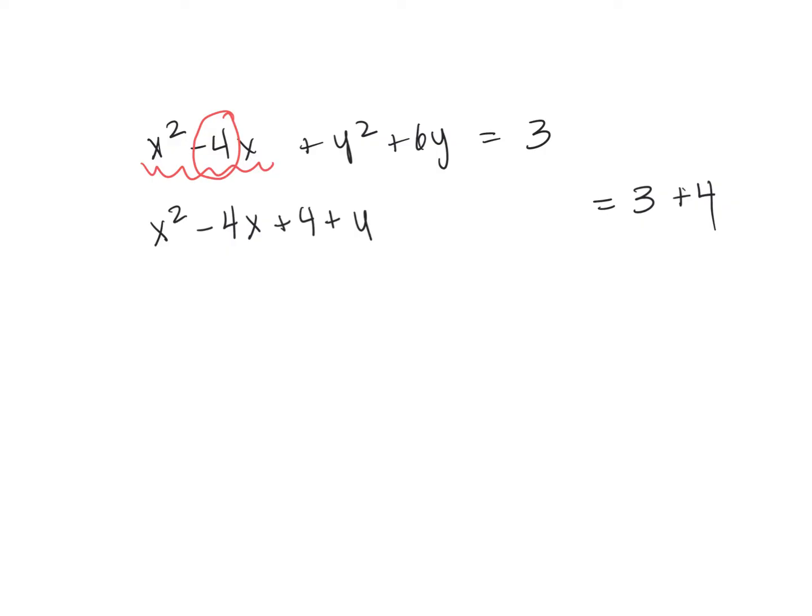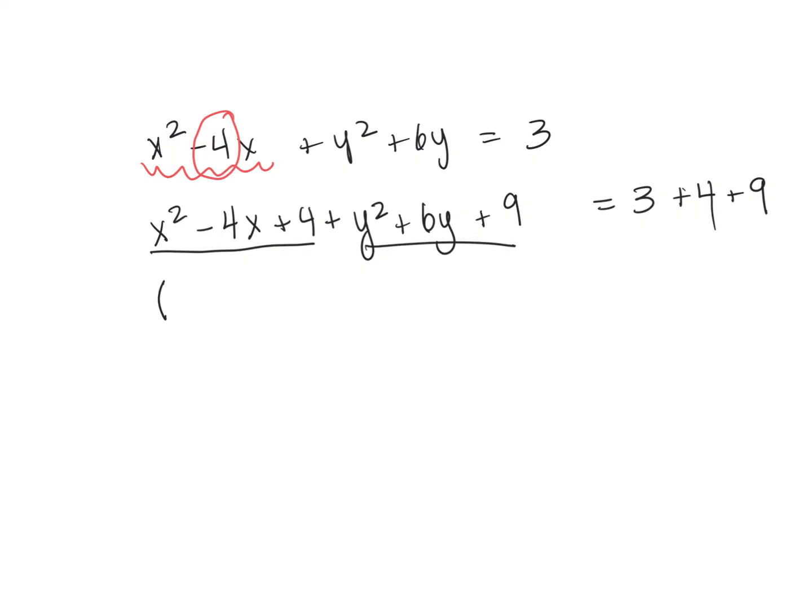Plus y squared plus 6y. What's half of 6? 3. And if I square that? 9. Add 9 to both sides. So you take half of that middle term and square it. And now we're going to factor this and factor that.